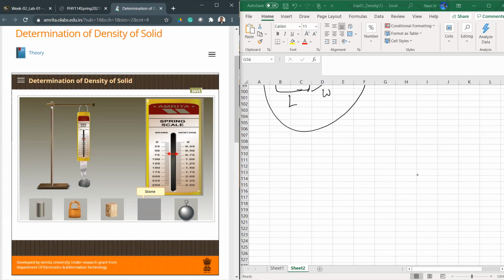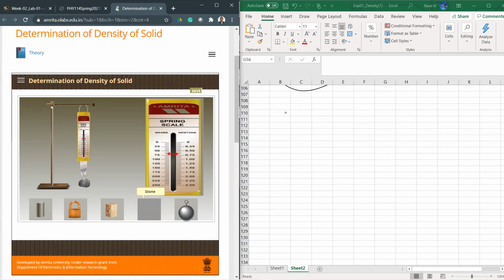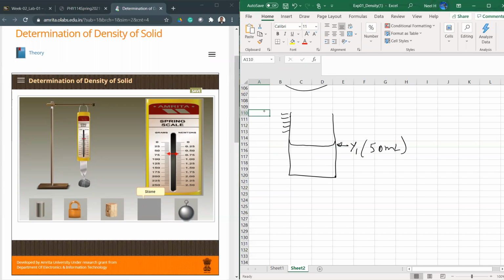Because of that, in this experiment we're going to use the method explained by Archimedes. If you have an object submerged into a water container, let's say I have a cylinder here, and this is the water level. Let's call this level Y1, say the 50 milliliters line. Let's assume I have a scale attached to this cylinder, in milliliters.